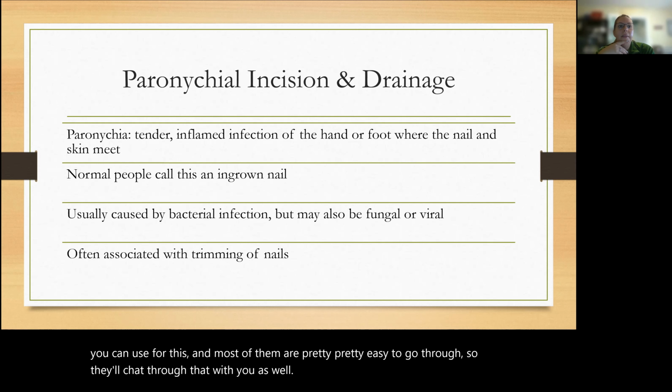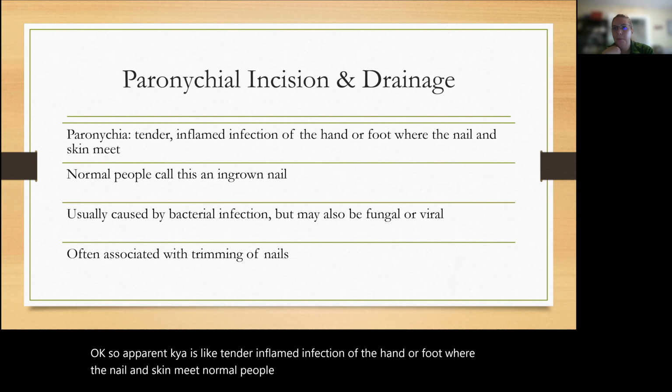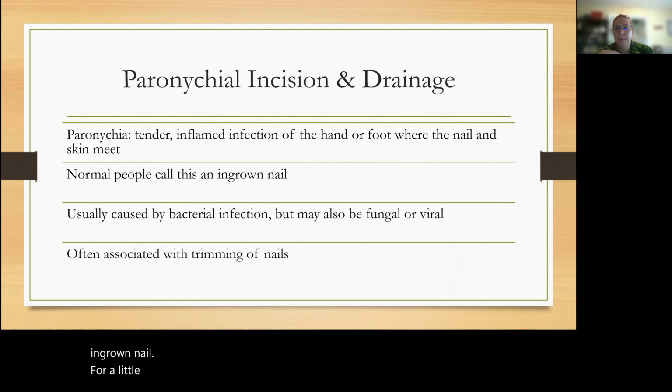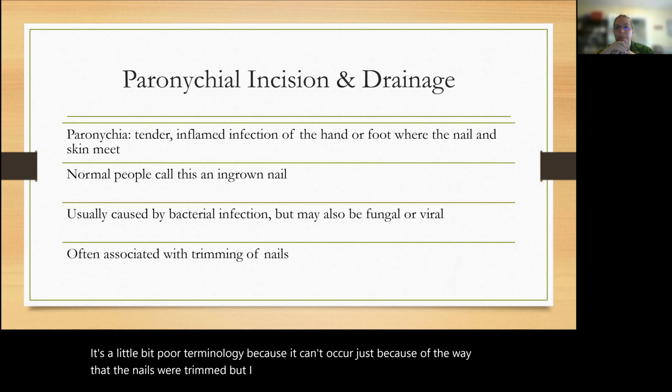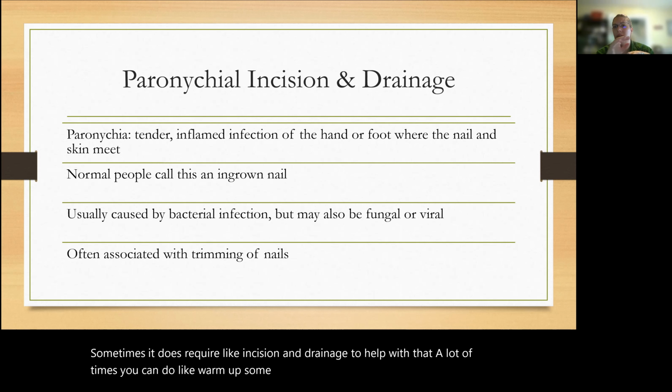Okay, so paronychia is a tender, inflamed infection of the hand or foot where the nail and skin meet. Normal people call this an ingrown toenail or an ingrown nail. It's a little bit poor terminology, because it can occur just because of the way the nails were trimmed, but it can also be bacterial, fungal, or viral. Sometimes it does require incision and drainage to help with that. A lot of times you can do warm Epsom salt soaks and such to try to help bring the skin tissue back, as well as some medications to help with those infections.